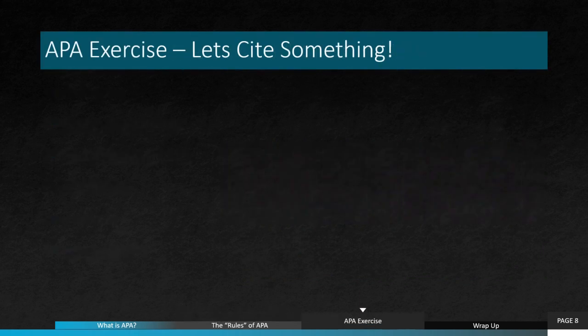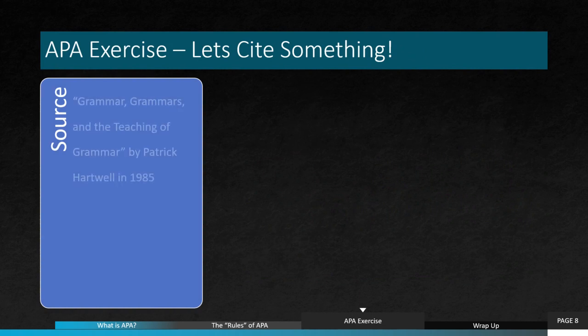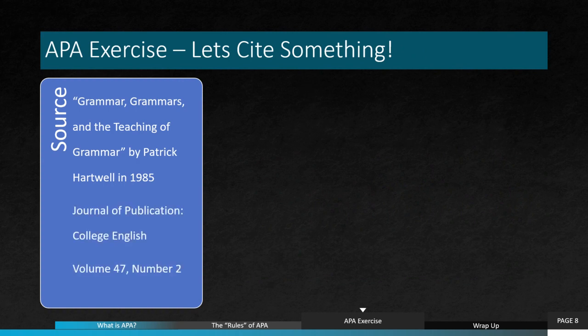Let's do a little exercise here and cite something. The source we are going to cite will be from a landmark piece called Grammar, Grammars, and the Teaching of Grammar by Patrick Hartwell, published in 1985. It was published in the Journal of College English, and it was volume 47, number 2.